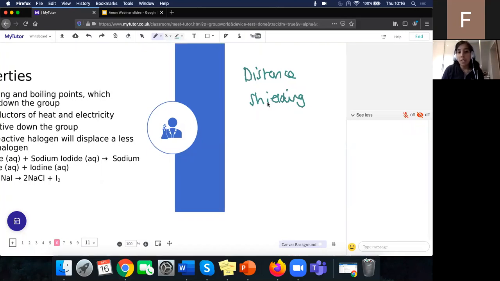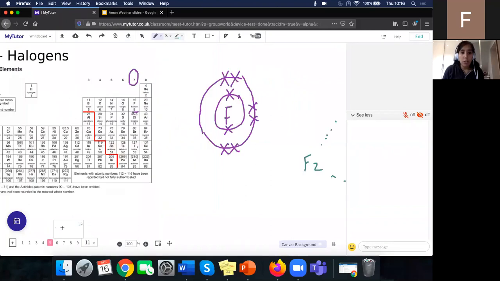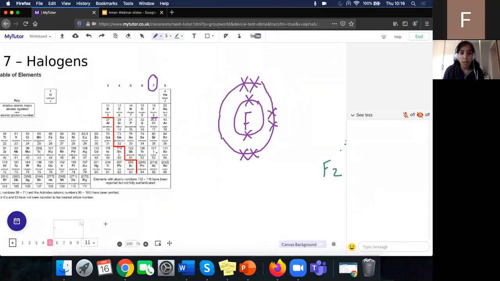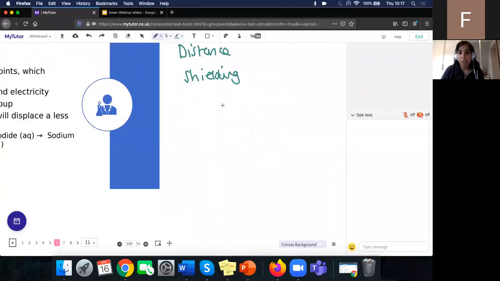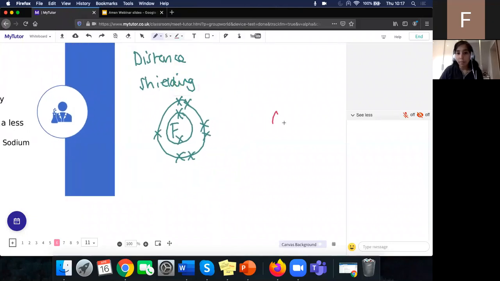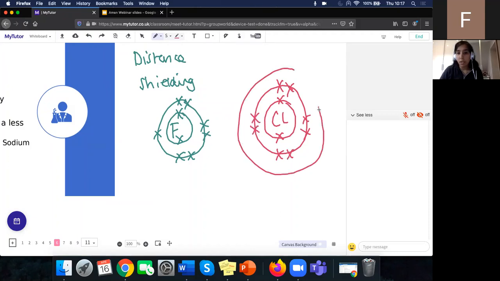So if we talk about distance first, I'm going to draw the electron structures of fluorine and chlorine. So it's 9 and 17 for the atomic number. I've already drawn fluorine, so we know that there are 9 electrons, so there are 7 in its outer shell, again, which is what we're expecting, and chlorine has an atomic number of 17. So there'll be 2 in the first shell, 8 in the second shell. 2 plus 8 is 10, so that means there are 7 in its third shell, again what we're expecting because it's in group 7.